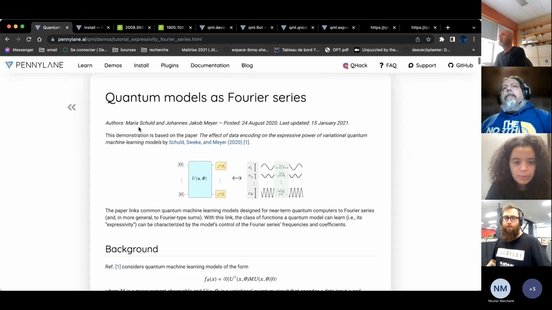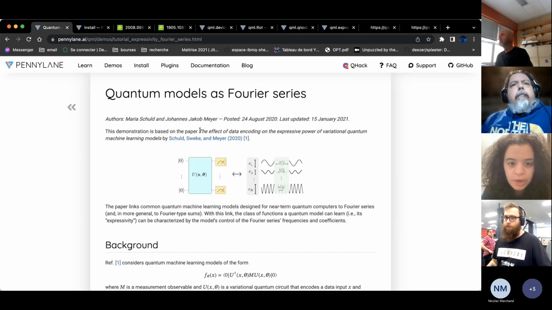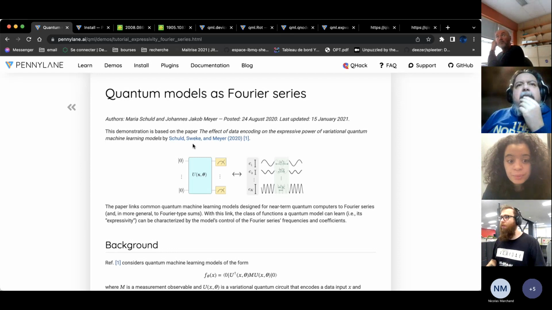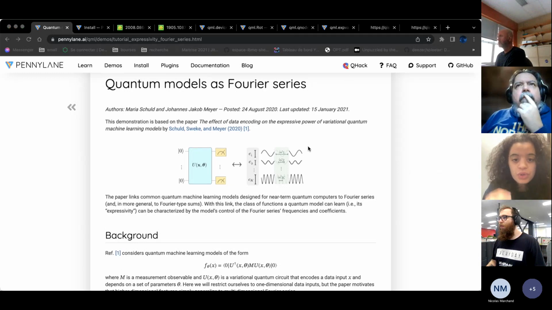This is the notebook we talked about last time. This is the notebook that was introduced with the paper that we looked into with Marco last time: The Effect of Data Encoding on the Expressive Power of Variational Quantum Machine Learning Models. Basically, this notebook goes through what we saw in the paper and recreates the figures. If you remember, we had something like this.